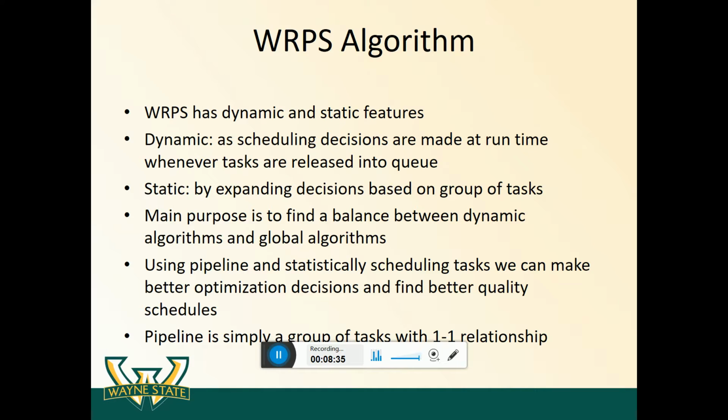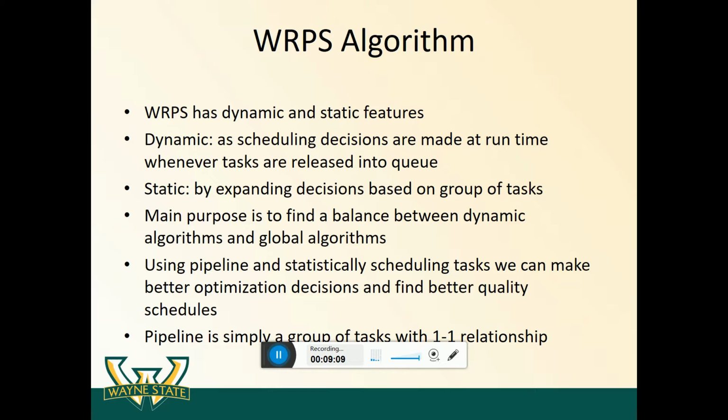The static component expands the ability of the algorithm from making decisions based on a single task to making decisions based on a group of tasks. The main purpose is to find a balance between the dynamic algorithm and the global algorithms. Using pipelines and statically scheduling tasks, we can make better optimization decisions and find better quality schedules.